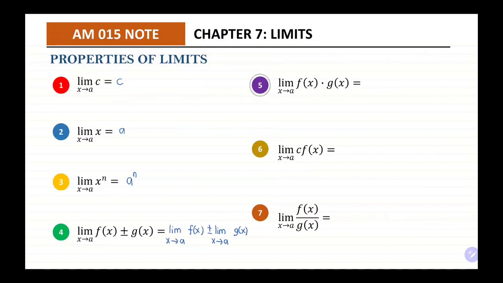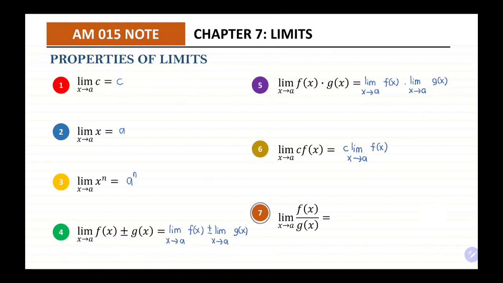Number 5, we have limit x approach a of f(x) times g(x). So same, this one we can separate, become limit x approach a f(x) times limit x approach a g(x). Number 6, limit x approach a of c f(x). C is a constant, so we can take out the constant, so become c times limit x approach a f(x). Kita boleh letakkan constant tu di depan limit.